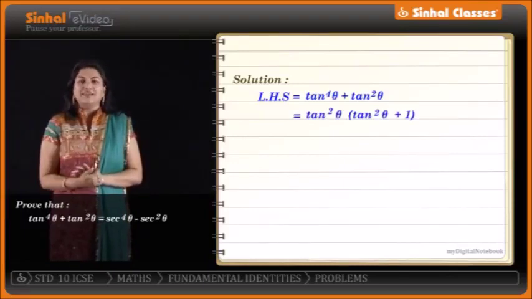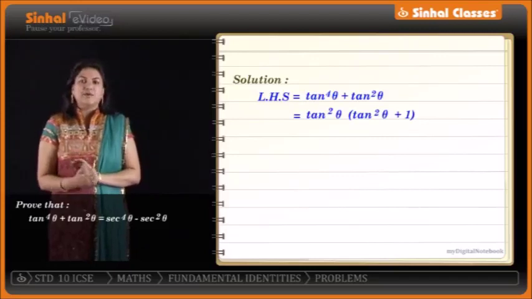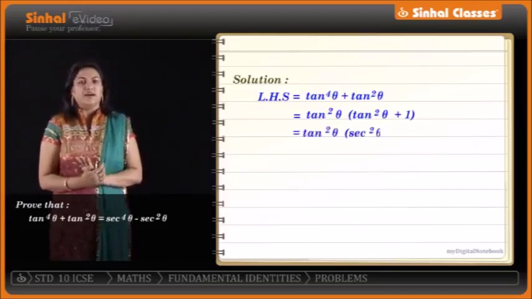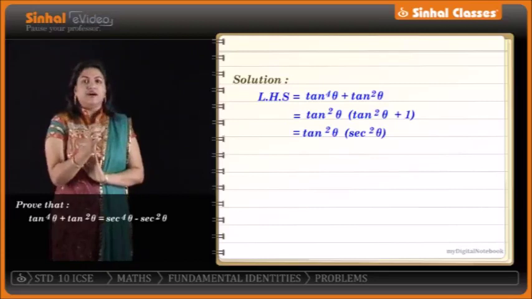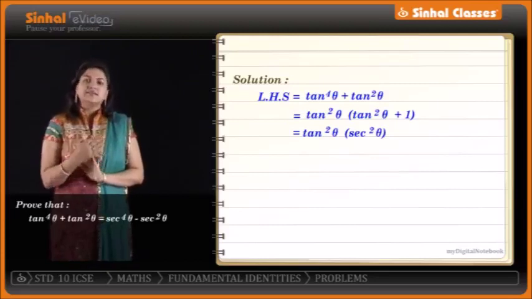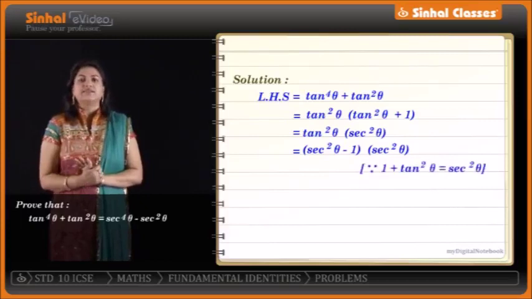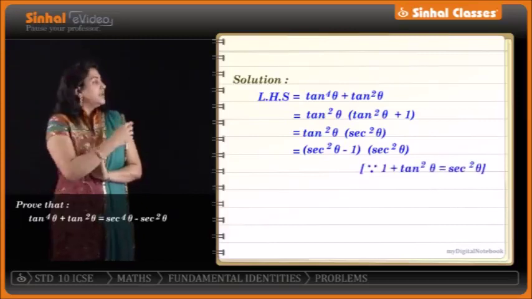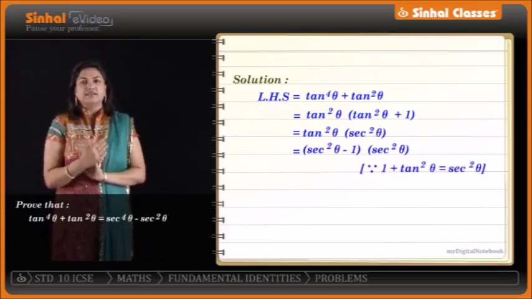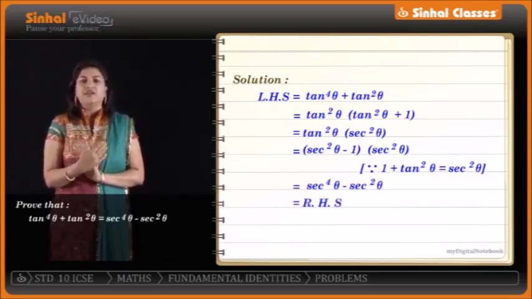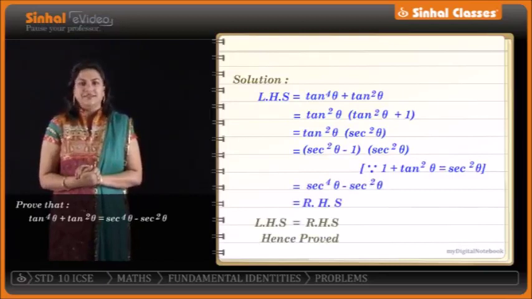Now what is tan square theta plus 1? It is sec square theta. So we have tan square theta into sec square theta. Now tan square theta we can replace as sec square theta minus 1, using that same fundamental identity, 1 plus tan square theta is equal to sec square theta. Now we open up the brackets as sec 4 theta minus sec square theta, which is nothing but our RHS. So we have proved LHS and RHS equal.